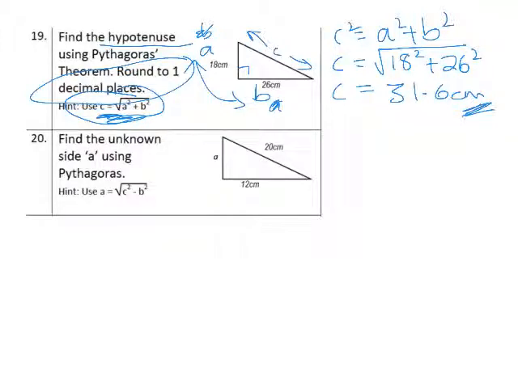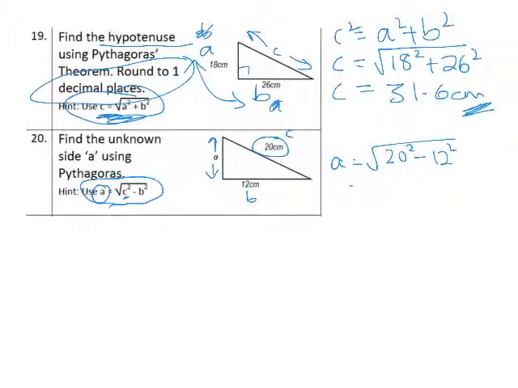Now we're doing question 20. We're trying to work out the a side, or the missing side is one of these shorter sides here. So to do that, we're using a bit of a rearranged version of Pythagoras' theorem. So we're going to say a is the square root of, now notice how it says c comes first, and c has to be the hypotenuse. So it's 20 squared minus the other side, which is b squared, 12 squared. And we're going to calculate that right now, and the answer is 16 centimeters. And we'll move on to the next one.